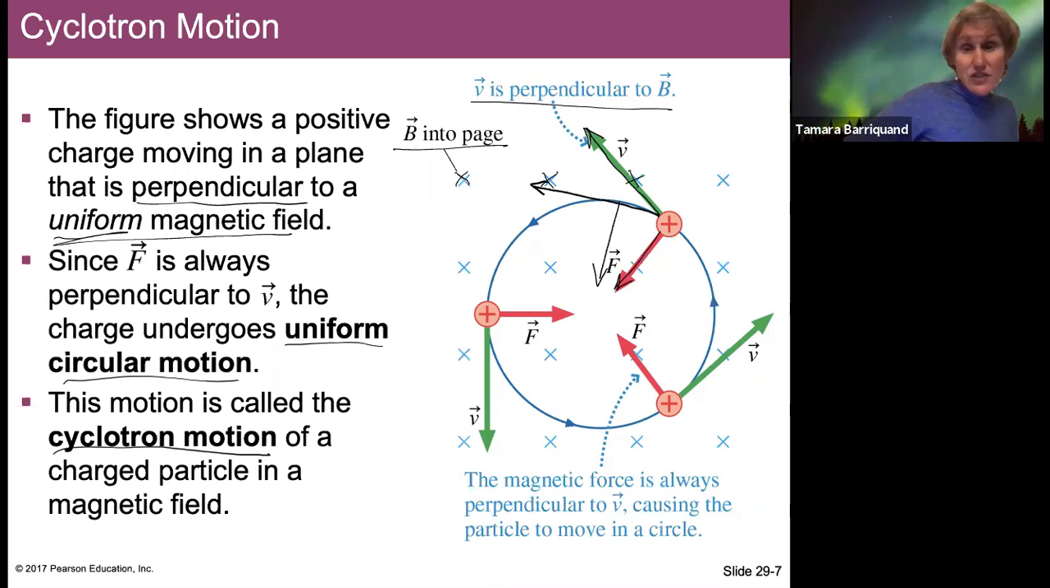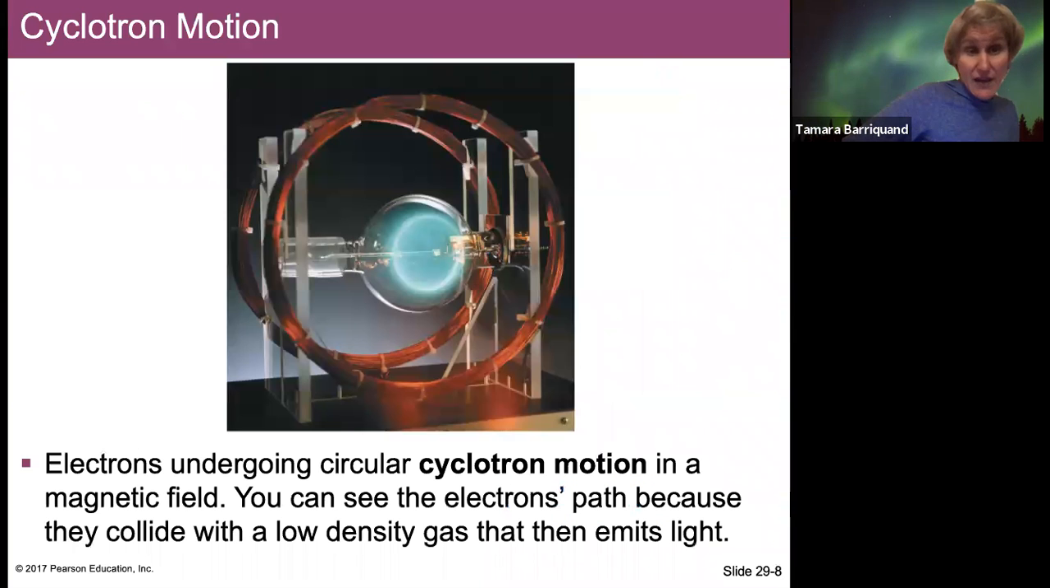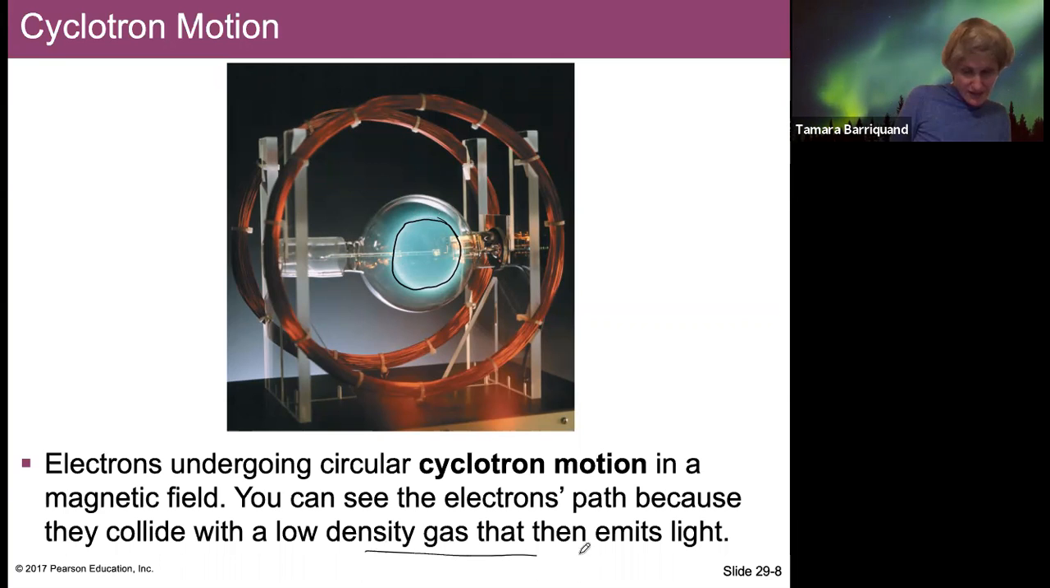We can actually visualize cyclotron motion in the lab. Here is an image where we can see electrons undergoing circular cyclotron motion in a magnetic field. This device has induced a magnetic field, and we have electrons inside. You can see they're going in a circular motion, and we can see their path because they collide with a low density gas that then emits light.